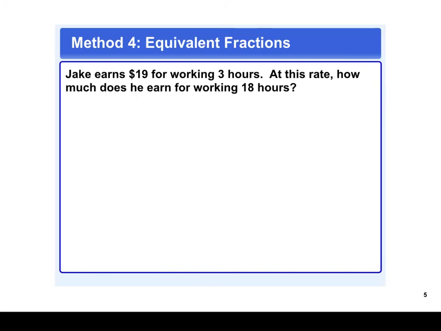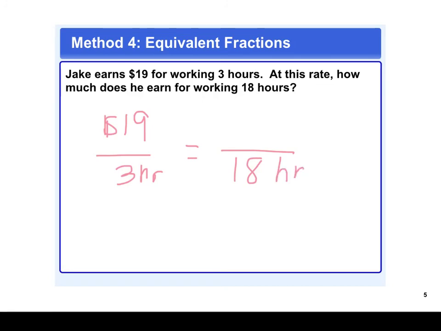The last method is equivalent fraction method and shows the link between ratios and fractions. It says that Jake earns $19 for working 3 hours. At this rate, we want to know how much he earns for working 18 hours. Well, here I'm going to look at my ratio as a fraction. If I have $19 for every 3 hours and I want an equivalent fraction that has 18 hours on the bottom, I need to think about how did I go from 3 to 18?